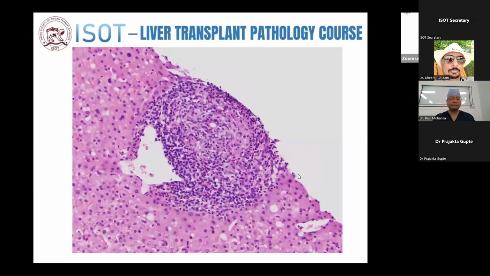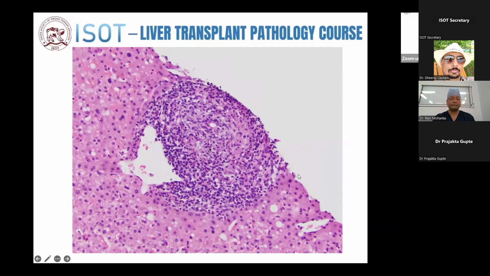Now here is a florid bile duct lesion. Here this white space is the portal venule. Here in the center of this nodular infiltrate is a bile duct. Now this bile duct also shows infiltration by lymphocytes, irregular spacing of nuclei, and it is surrounded by a dense lymphoid infiltrate. The infiltrate has lymphocytes, many histiocytes.